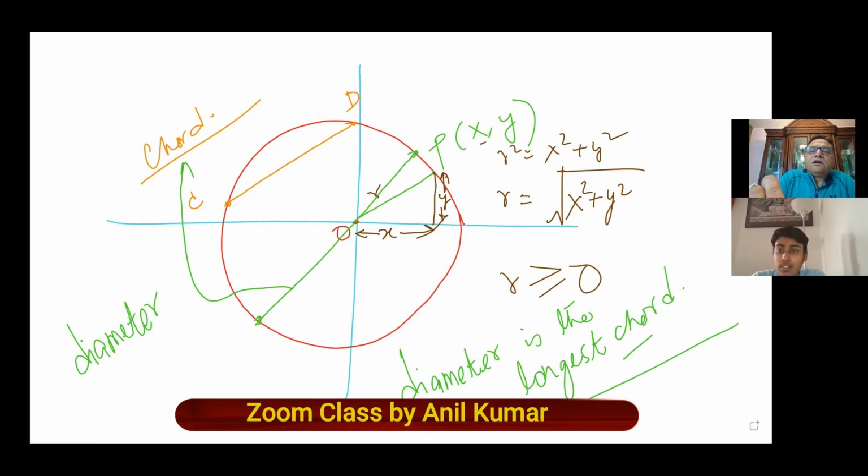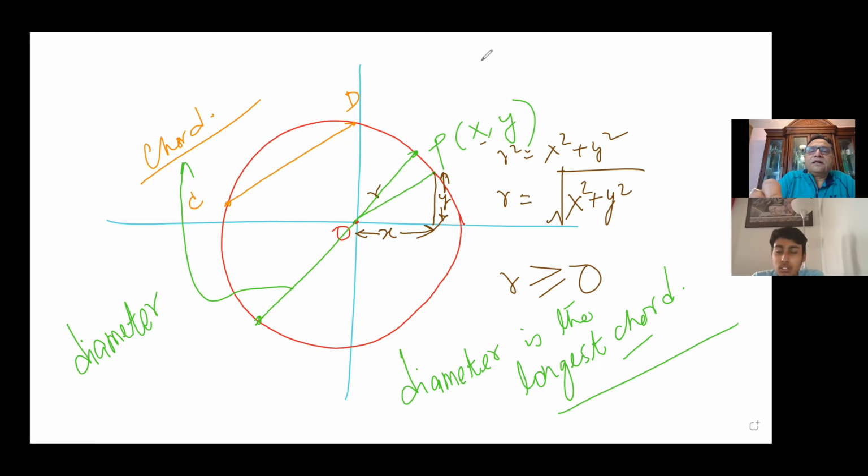Yes, sir. Now, here is another very important property of circle. Let me just erase this and draw another circle and give you the property of circle. Let's say we have a circle like this. In that case, if I have chords, right?